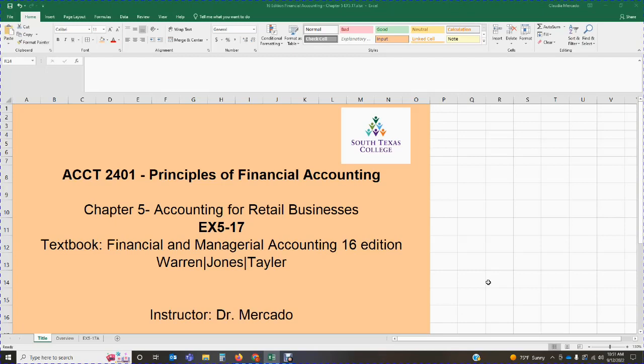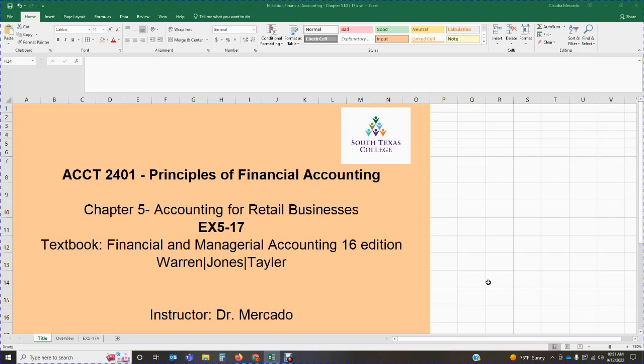Now, before I begin with Exercise 5-17, I do want to warn students that this chapter contains a lot of information. Okay, it is one of those chapters that is overloaded with content. I really want to ask students to please read the information carefully, analyze all of the different examples provided. If needed, read it twice before you begin working on your assignments. If you do not read the chapter, you are going to be lost.